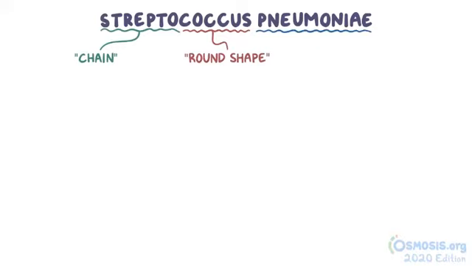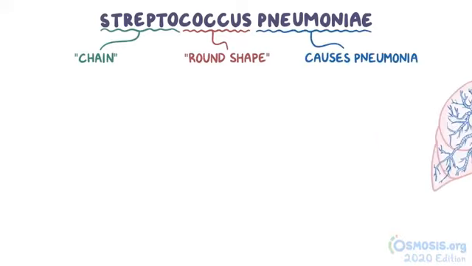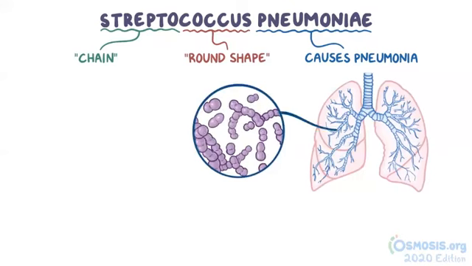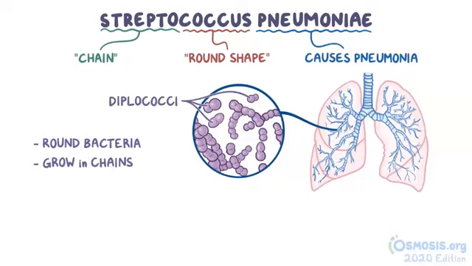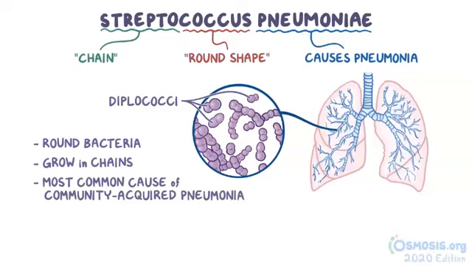Streptococcus pneumoniae, or strep pneumoniae, can be broken down into strepto, which means chain, coccus, which means round shape, and pneumoniae, which refers to the fact that it causes pneumonia. No surprises there. So strep pneumoniae are round bacteria that tend to grow in chains, usually in lancet-looking pairs called diplococci. They're the most common cause of community-acquired pneumonia, meaning pneumonia acquired somewhere other than the hospital.